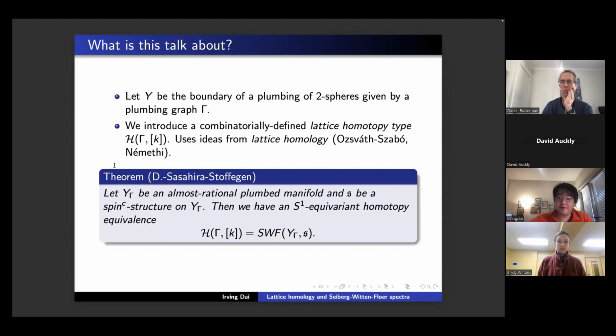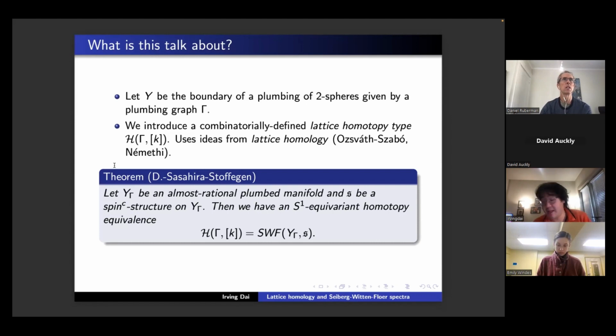This will hold for what are called almost rational plumbings. There's some subfamily of plumbed rational homology spheres called almost rational plumbed homology spheres, for which this correspondence holds. I'm not actually going to carefully define for you what this subfamily is, this class of almost rational plumbed manifolds.